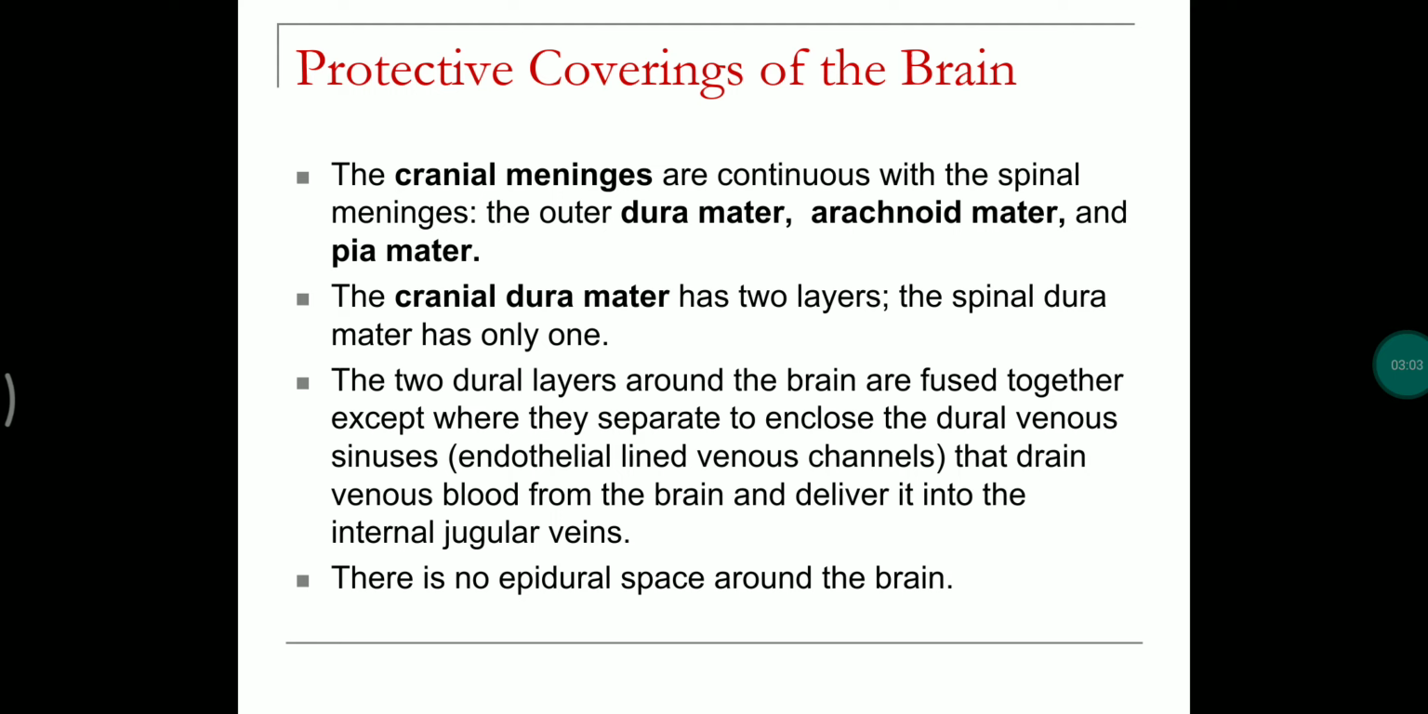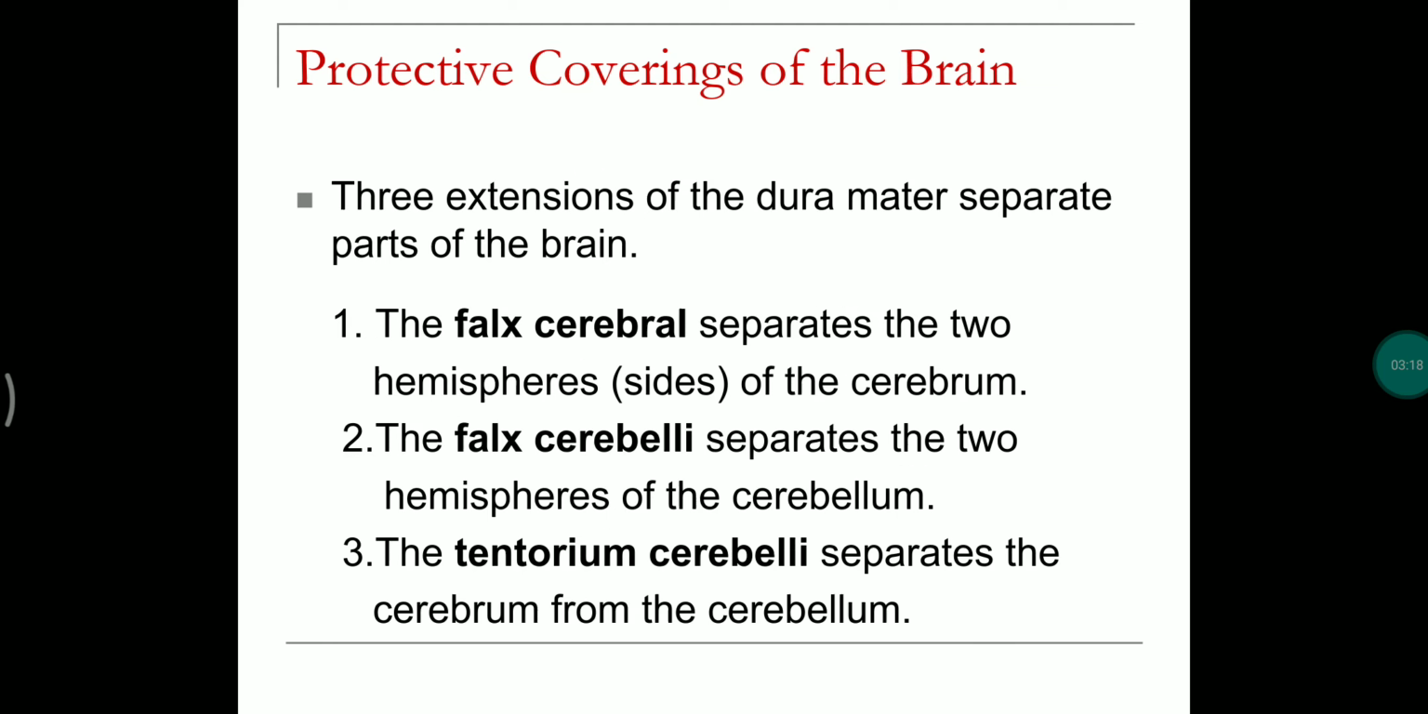We call them dural sinuses, which have blood vessels in them, and there is no epidural space like the one present in the spinal cord. There are three extensions of this dura mater in the brain. They are falx cerebri, falx cerebelli, and tentorium cerebelli.